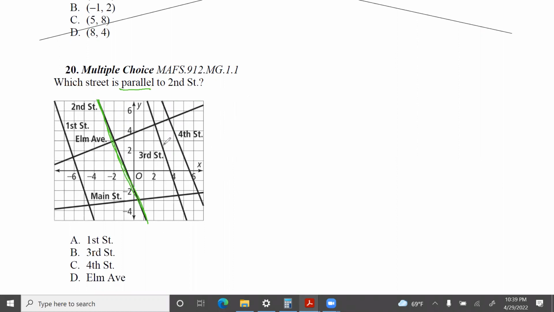Parallel means it has the same slope. So pick 2 points that you think look very close to going through the same thing. Here I got these 2 points. I'm going down 5 units and over 2 units. So I need to find a line with the same slope as Second Street. So find a point you think it goes through, and then count down 5 over 2 and see if it comes back to that line. 1, 2, 3, 4, 5, 1, 2. Nope, not even close. Go to the next one.